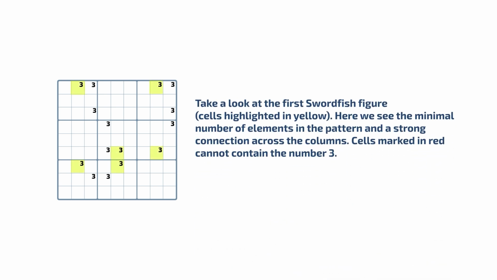Take a look at the first swordfish figure, cells highlighted in yellow. Here we see the minimal number of elements in the pattern and a strong connection across the columns. Cells marked in red cannot contain the number 3.